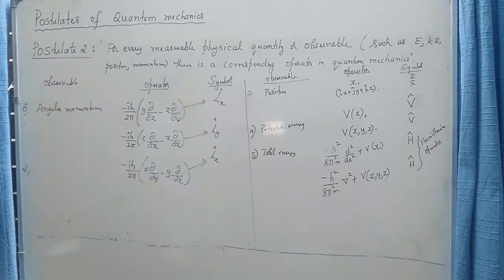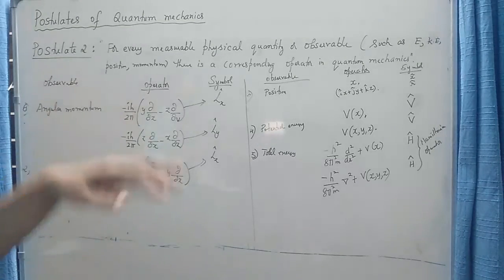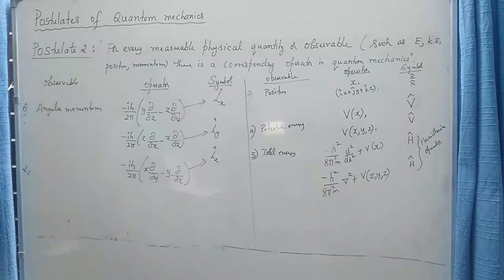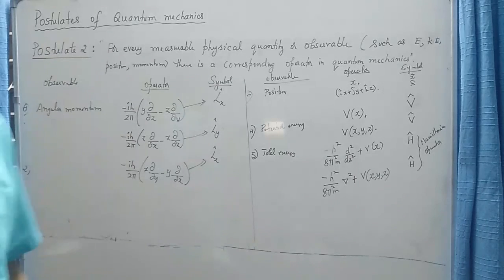This gives rise to the third postulate of quantum mechanics. The third postulate tells us how to apply this quantum mechanical operator and calculate the value of the physical quantity. This is nothing but the third postulate of quantum mechanics.